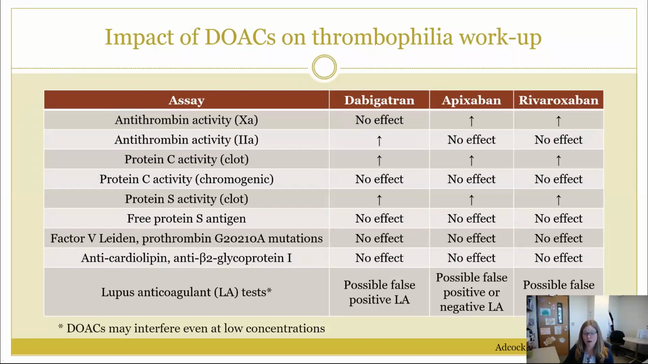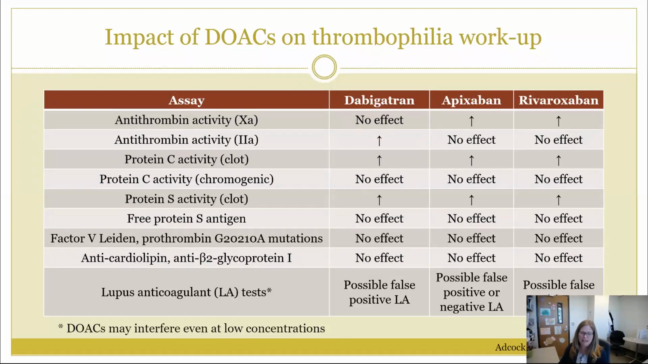If you measure protein C activity via chromogenic principle, this is not affected by any of the DOACs, nor is doing antigen-based protein S testing. And so those would be the assays that we would recommend if that is possible for your laboratory. Testing for mutations is not affected by these DOACs, and neither is testing for anticardiolipin or anti-beta-2 glycoprotein 1 antibodies. So those results should be able to be reliably interpreted even in the presence of DOACs.